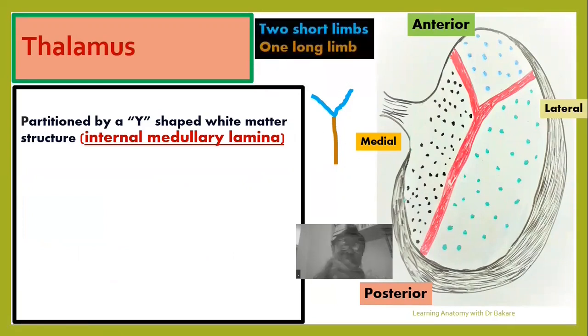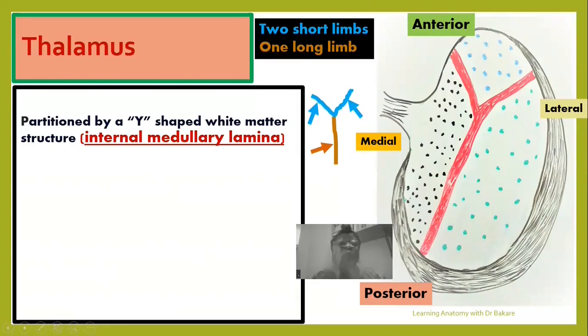It has 2 short limbs at the anterior part, and at the posterior part it has 1 long limb. These are the 2 short limbs here, arrowed in blue, and we have 1 long limb here that is arrowed here in brown. If you look at this structure here, this is where we have the thalamus, and this is the anatomical position. This is the anterior side, this is the posterior side. So we have the medial side, and this is the lateral side.